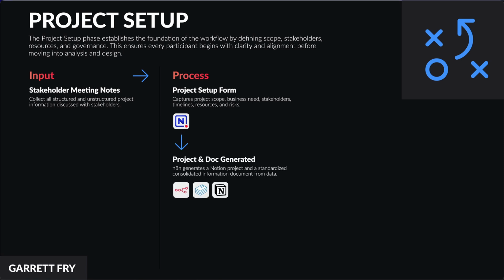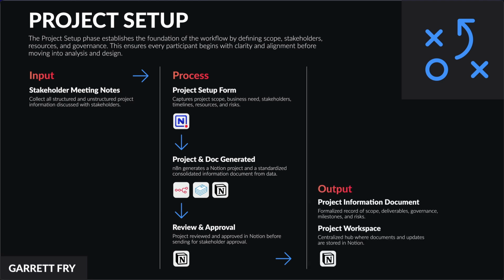Next, N8N, our workflow orchestration and automation engine, will use all of that form data to create a templated and well-written AI-generated project information document. It's also going to create for us a project in Notion. With our project created in Notion, we have the ability to review this document before triggering an email to be sent to stakeholders. With that workflow completed, we have generated a project information document.